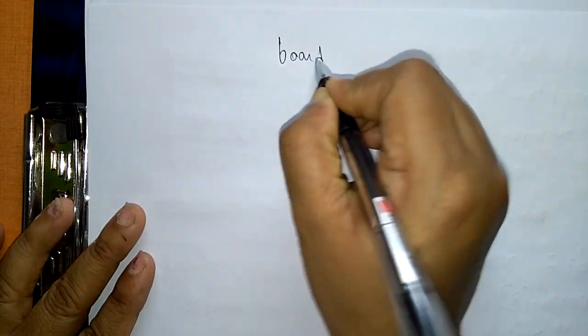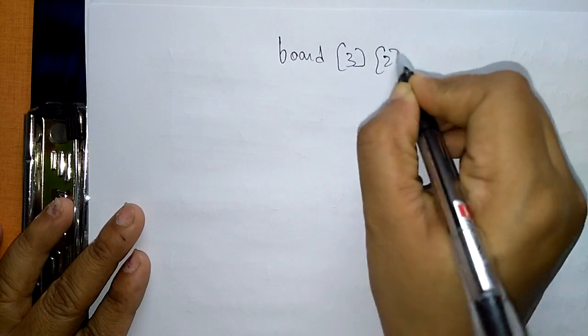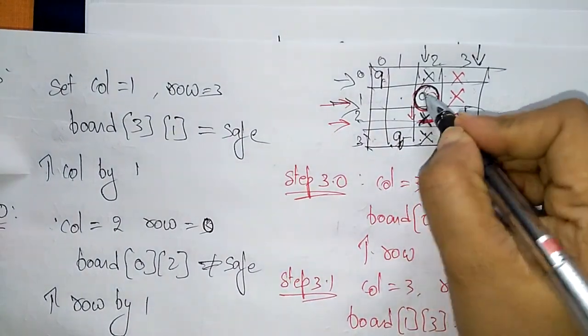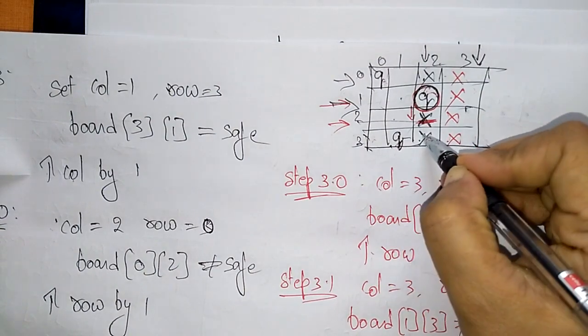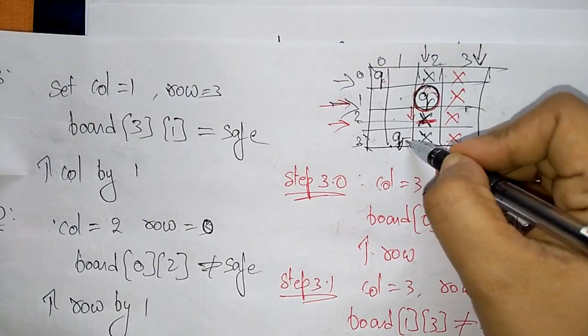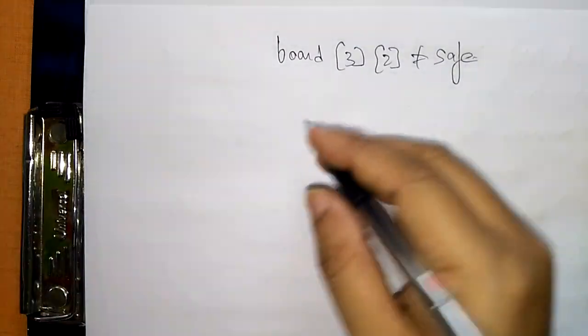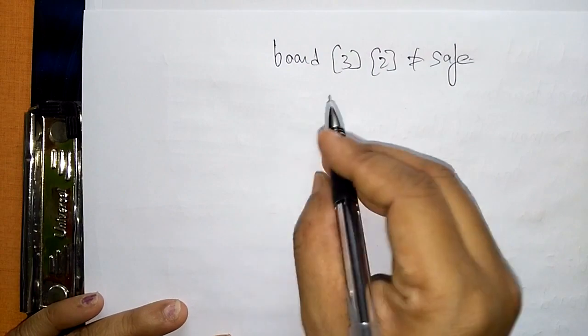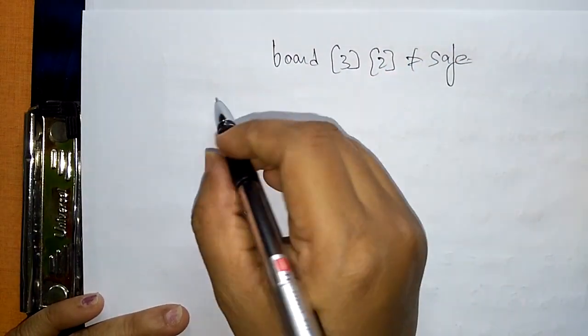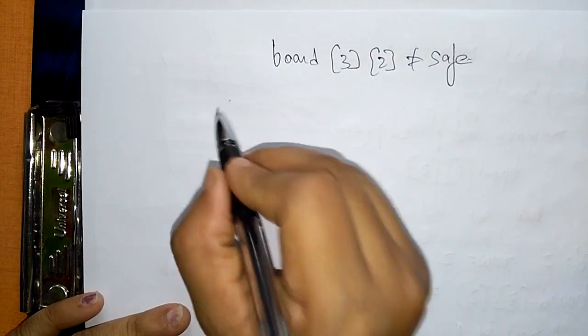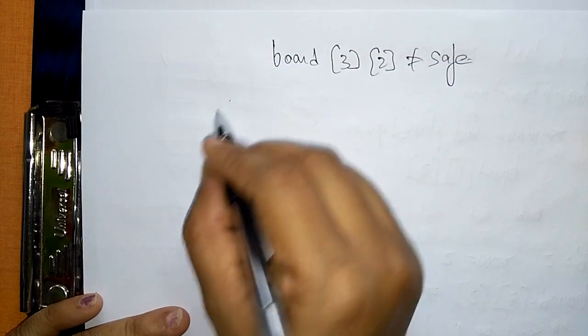Let me write that. The board, third row, second column is not safe. So for placing this queen, I removed this queen, but I didn't place that queen because it is not satisfying. If the third row and second column is not satisfying, I have to check again and do the backtracking, but there is no row 4. This means we have to do the backtrack again.